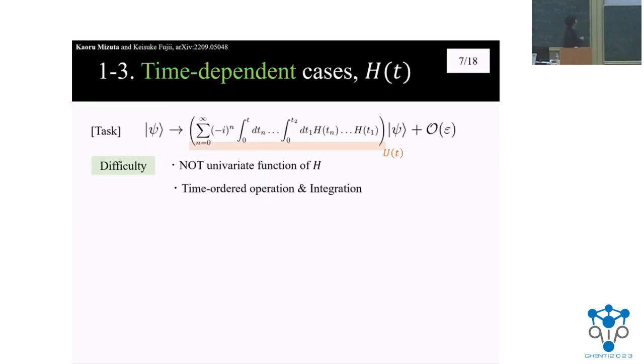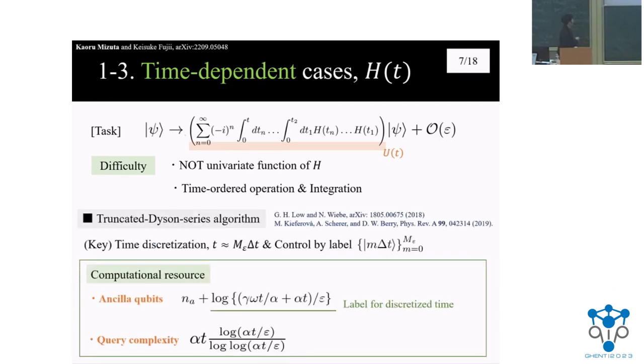Second, let us consider the time-dependent cases. In this case, the difficulty comes from the formula for the time evolution operators. In contrast to time-independent cases, it is not a univariate function of the Hermitian matrix, and it includes time-ordered operation and integration. So compared to time-independent cases, it is difficult to execute the Hamiltonian simulation.